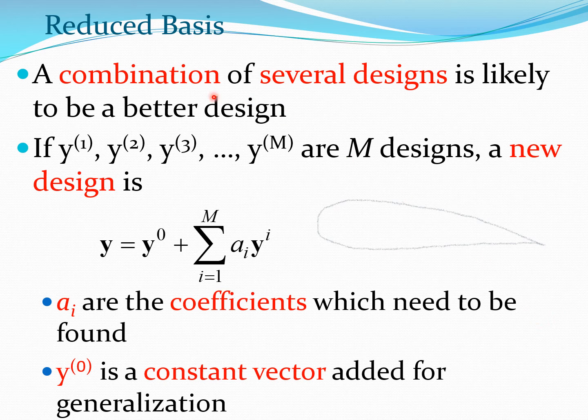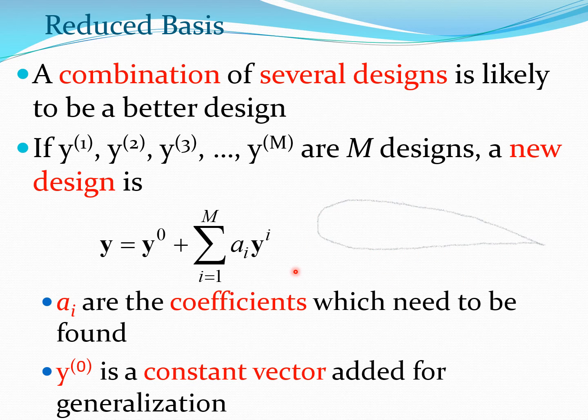For example, let us say there is a combination of many designs: Y1, Y2, Y3 to YM, or M designs. A new design could be represented as a composite function of these prior designs. So you could use the sum over i from 1 to M of some coefficients a_i times each of these designs, plus a constant vector. Now this is a typical wing section. Many wing sections have been proposed, so I could take Y1 to YM as the main wing sections proposed for a certain flight regime, such as laminar flow, and then create a new wing section based on this method.